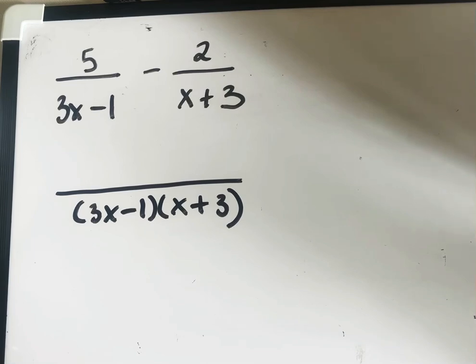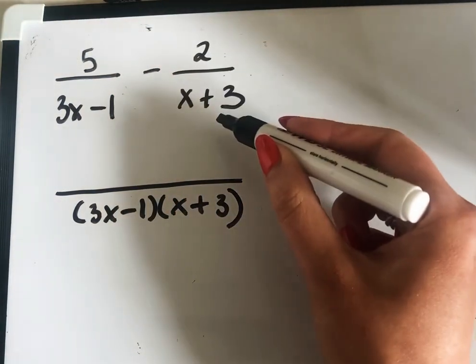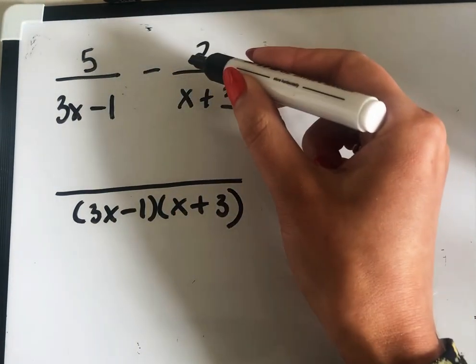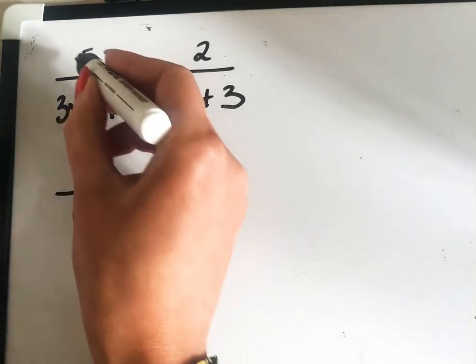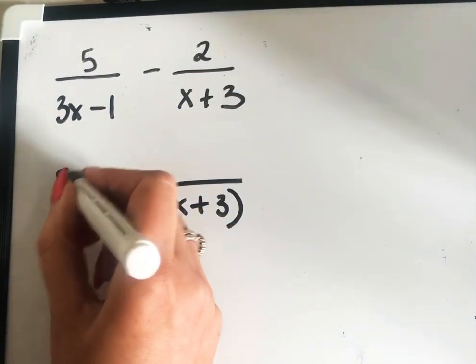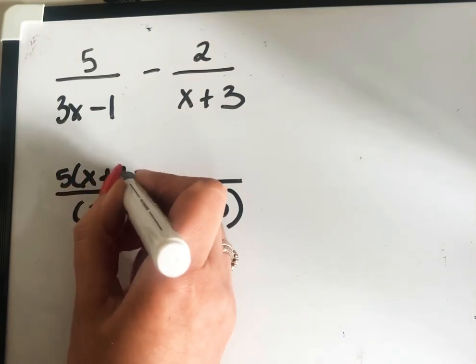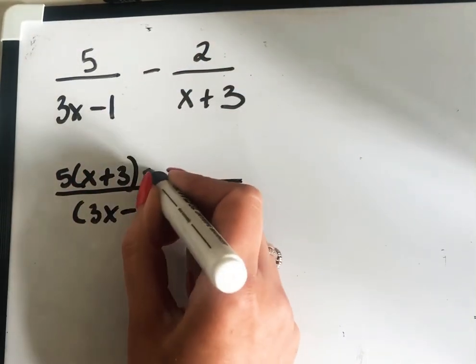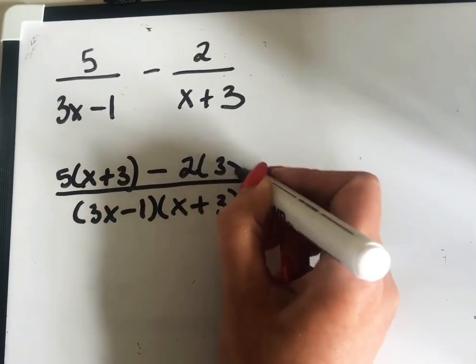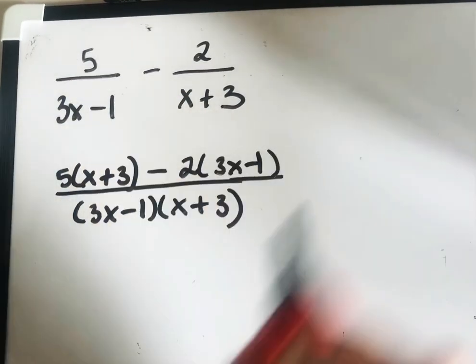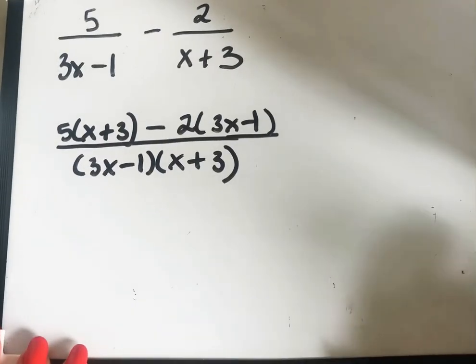So to find out what goes on top then, we do, in some instance, I suppose, a cross multiplication. We put the 5 with the x plus 3 and we put the negative 2 with the 3x minus 1. So 5 by x plus 3. Whatever sign is in the centre we keep, and then we do this action this way. So 2 by 3x minus 1. And all we do then is multiply it out.